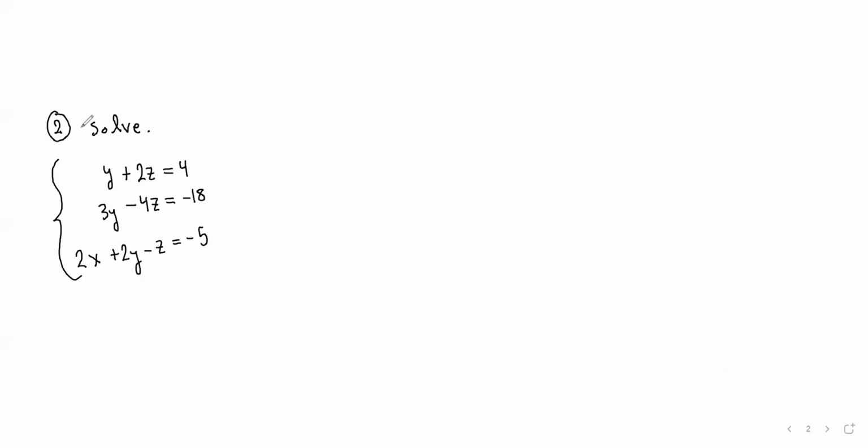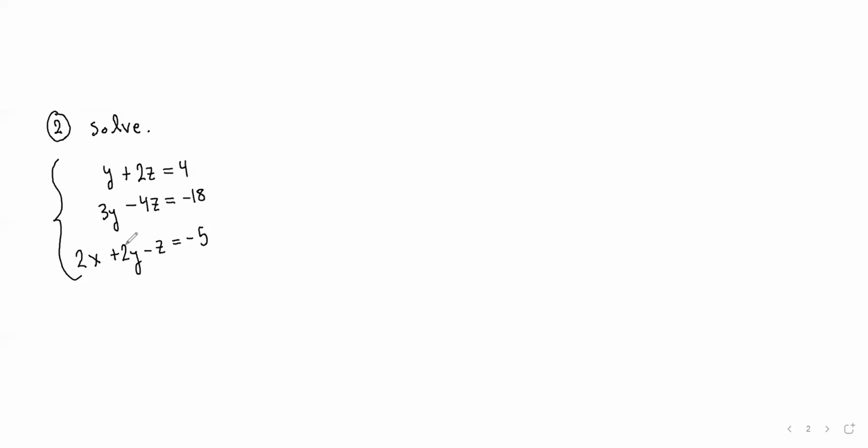Okay, here's the second example I would like to show you. We have the system of equations which we want to solve. y plus 2z equals 4. 3y minus 4z equals minus 18. 2x plus 2y minus z equals minus 5.